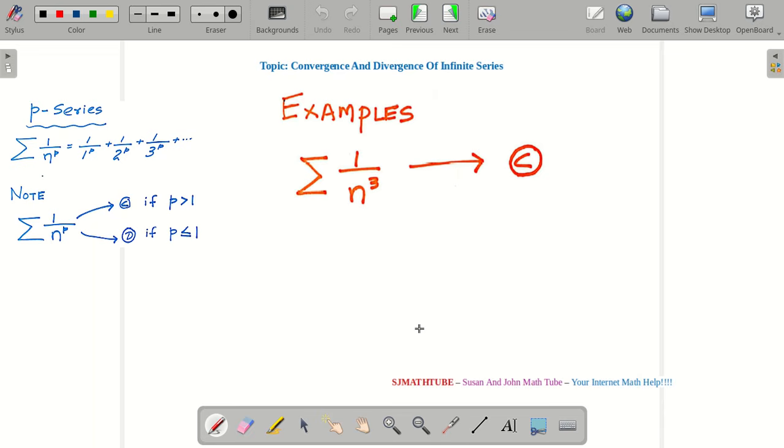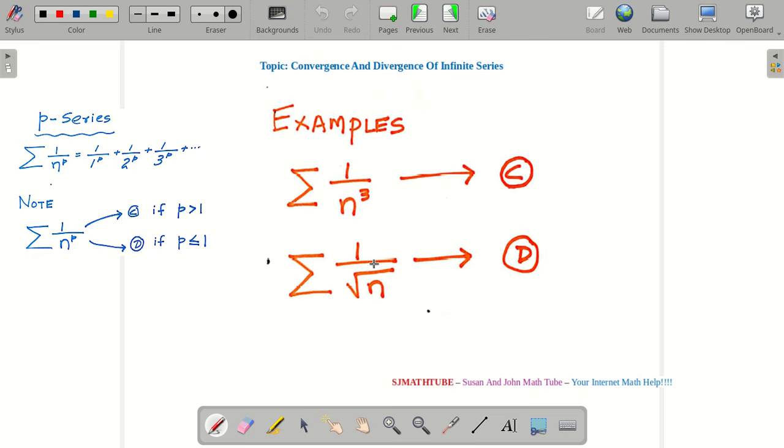Now, before we go to the first test, I want you to have a very good look at the P series. What is a P series? Sigma 1 by n to the power p. I have a few examples. Suppose you put p equal to 3, that is, you have 1 by n cube. As you see here, the value of p is greater than 1. That means our series will converge.